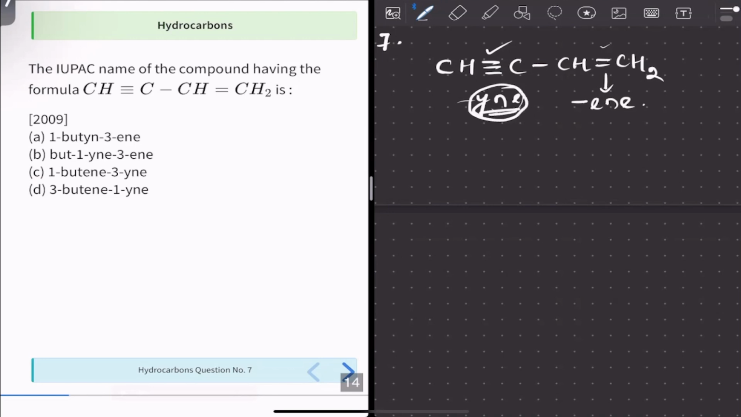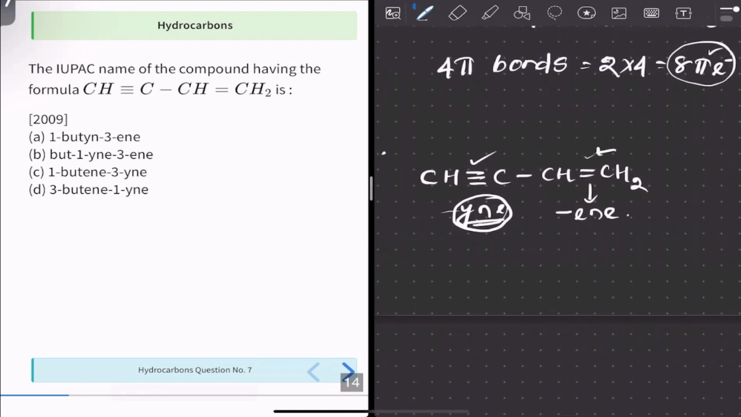So the principal group here is the triple bond. But for the numbering part, we have to consider the double bonds. Where the double bond is present, from that side we'll start numbering so that the double bond will have the lesser positional number. So for this molecule, we'll number from this side.